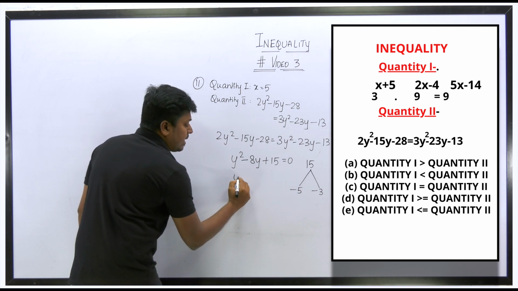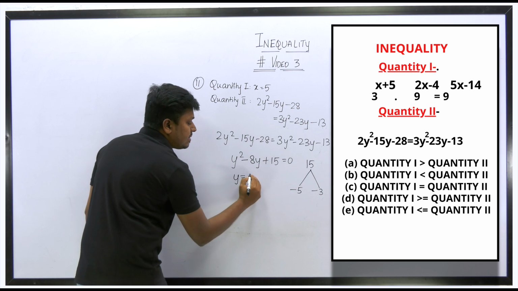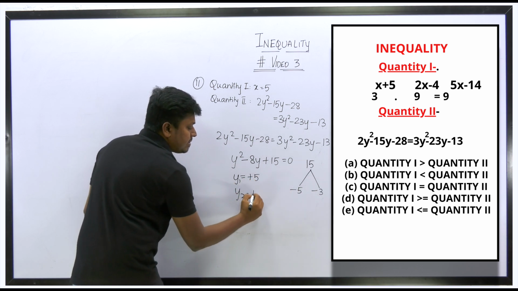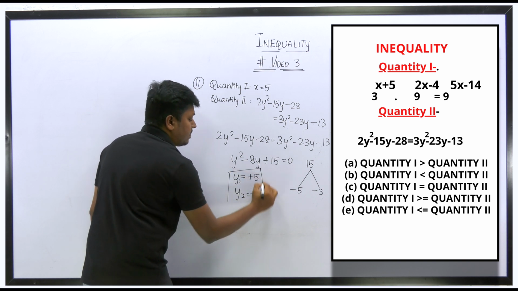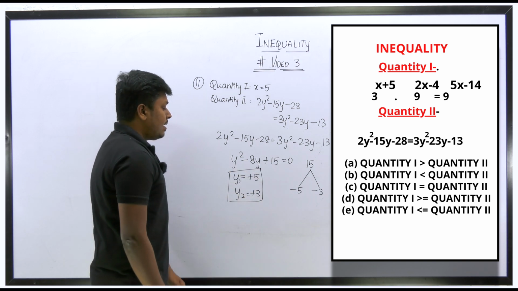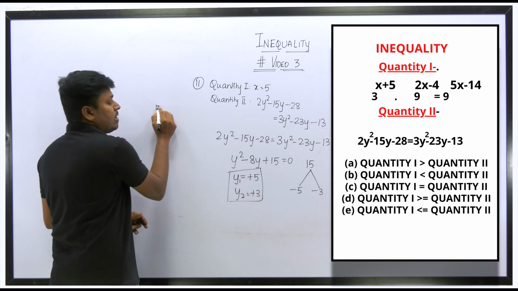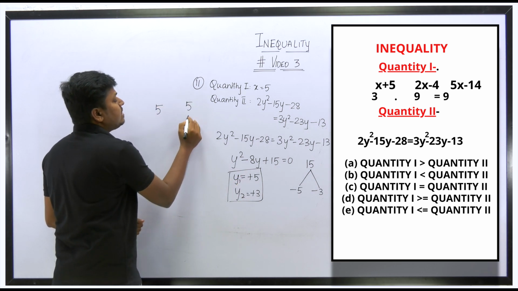So finally, while writing the value, y is equal to, change the sign, plus 5. The other will be minus 3, change the sign, plus 3. So finally we got the value of y, that is quantity 2, will be 5 and 3. So we got x is equal to 5. Now we got y is equal to 5 and 3.